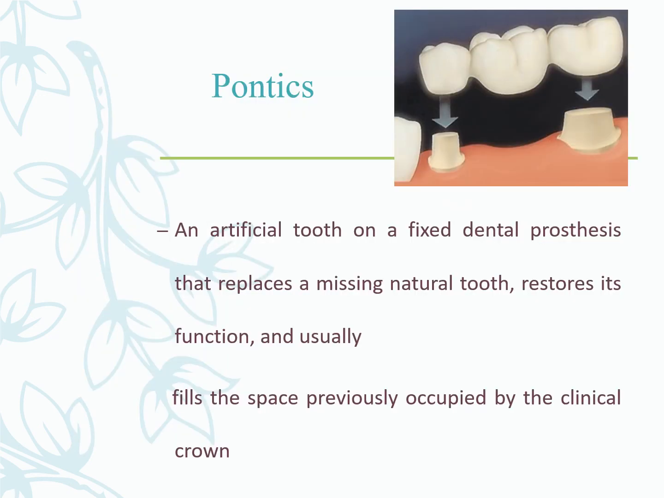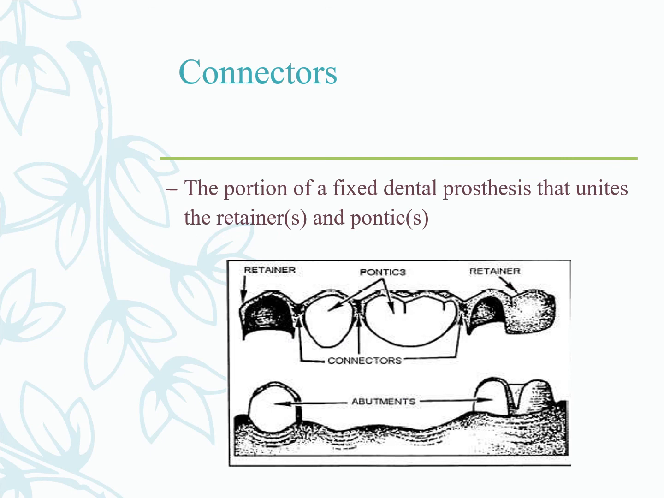Next, coming to pontic, as mentioned earlier, it is an artificial tooth on a fixed dental prosthesis that replaces the missing natural tooth and restores function, and it is usually seen in the space where the natural tooth has been extracted. Next, coming to connectors, as mentioned earlier, the connector is seen between the pontic and the retainer. The portion that unites the retainer to the pontic is called a connector. These are your abutments, and these retainers are connected to the pontic with the help of a connector.